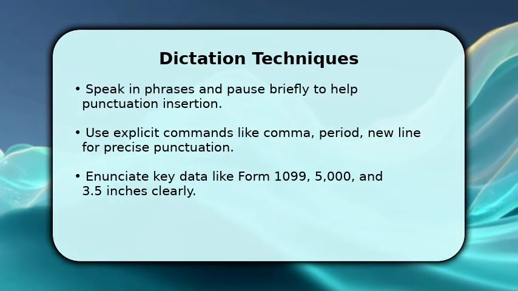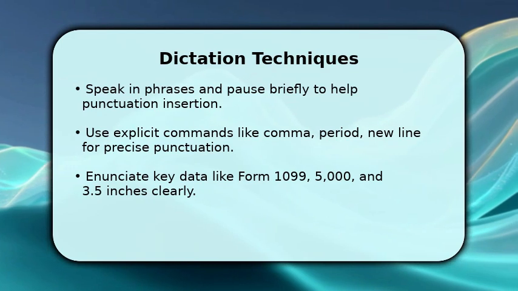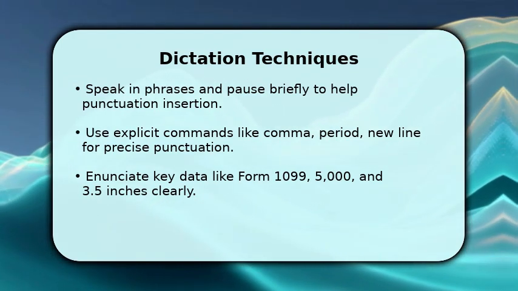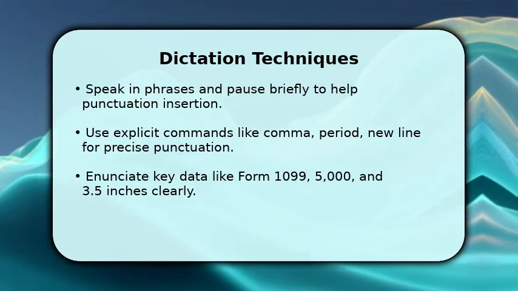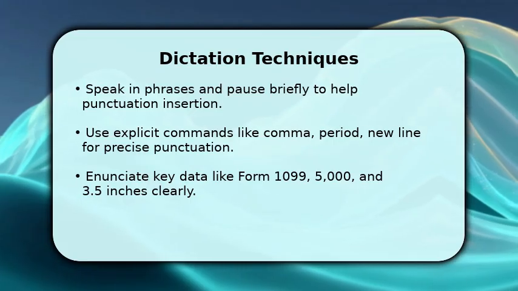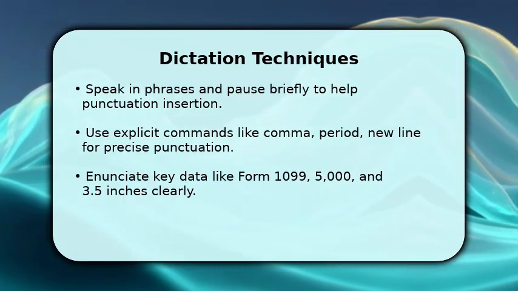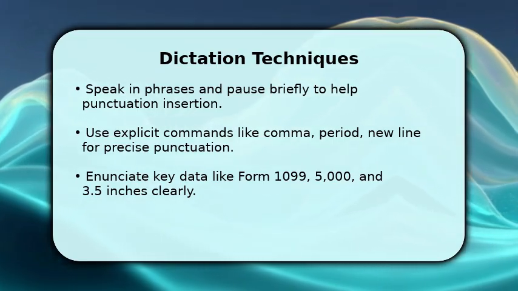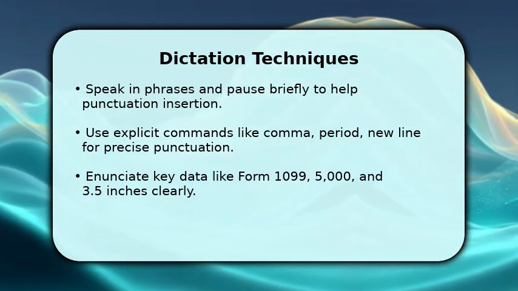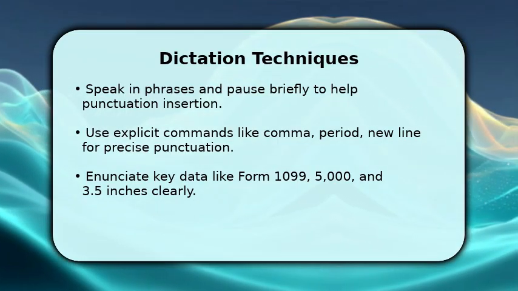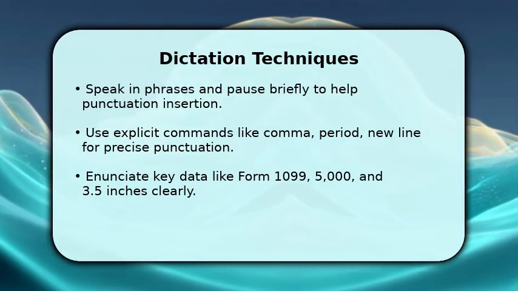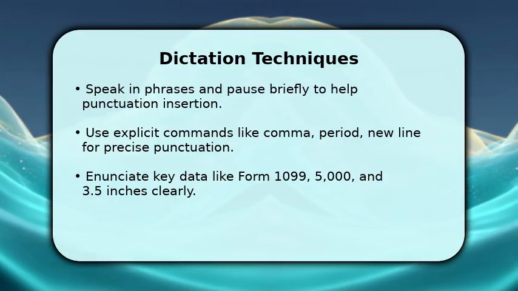Adopt clear dictation habits to improve accuracy when you voice type. Speak in phrases and pause briefly to help the engine insert punctuation correctly. Use explicit commands like comma, period, and newline when you need precise punctuation or paragraph breaks. Enunciate numbers and symbols clearly, for example, say form 1099 or 5,000, and 3.5 inches exactly as intended. If accuracy drops, slow your speaking rate and repeat the sentence for better transcription.